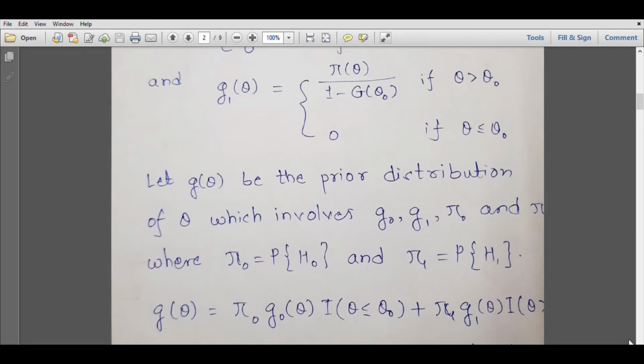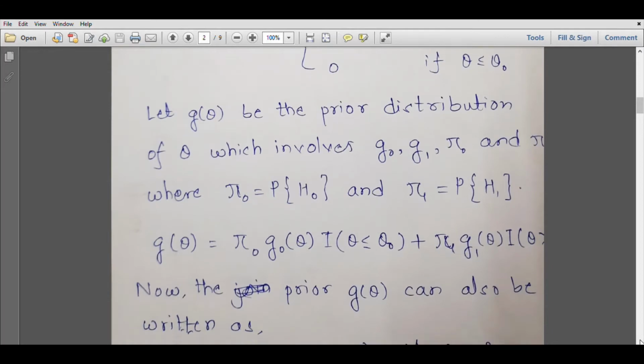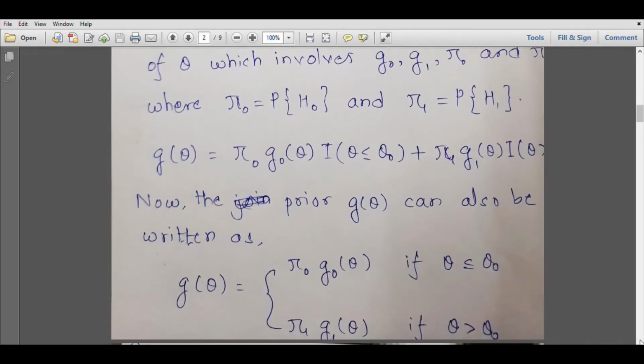We can again write this G theta in a simpler form like this. G theta will be pi naught G naught theta if theta is less than or equal to theta naught, because in that case the first indicator function will be 1 and the second indicator function will be 0. So G theta will be simply pi naught G naught if theta is less than or equal to theta naught, and it will be pi 1 G1 if theta is greater than theta naught.